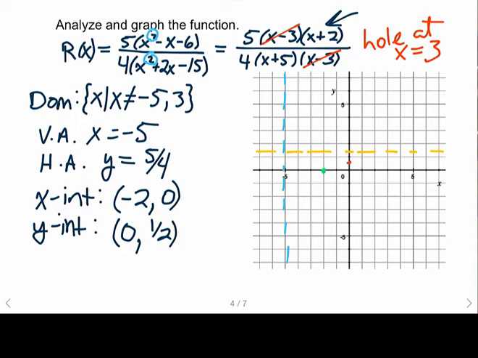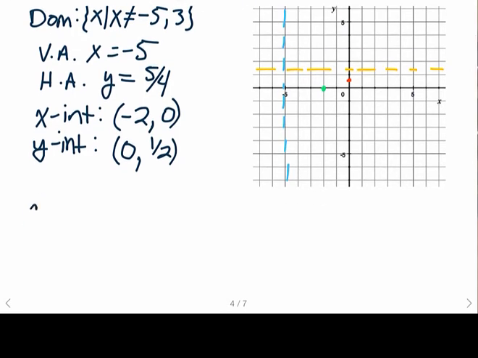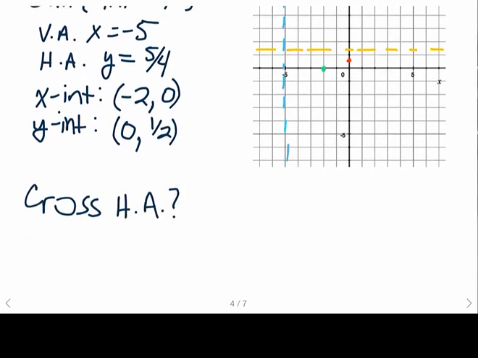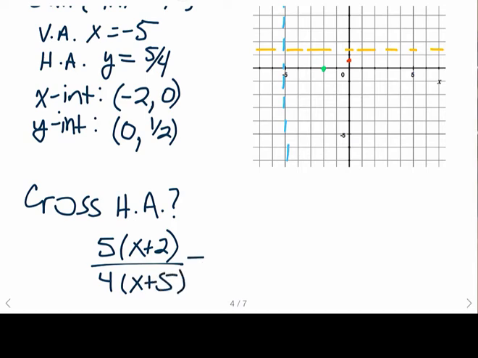Now what I'd like to know is, does the graph cross the horizontal asymptote? And if it does, then it will be the case that the expression that defines the function will equal the y value of the horizontal asymptote. In this case, I'm going to go for the reduced version, and so we have 5 times the quantity of x plus 2 divided by 4 times the quantity of x plus 5, and we want to set that equal to 5/4 to see if there's a solution.